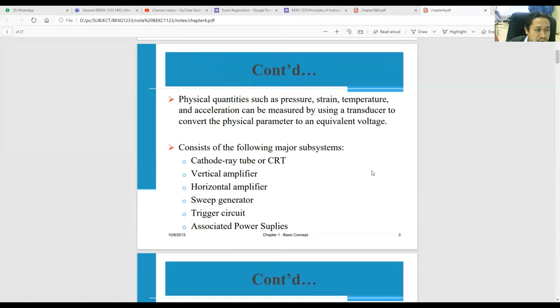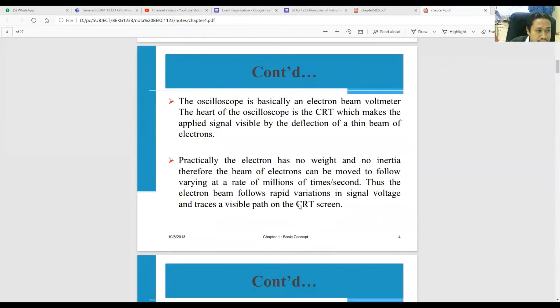The oscilloscope consists of the following major subsystems: the cathode ray tube (CRT), vertical amplifier, horizontal amplifier, sweep generator, trigger circuit, and the associated power supply. These are the components of the oscilloscope. Next, the oscilloscope is basically an electron beam voltmeter.